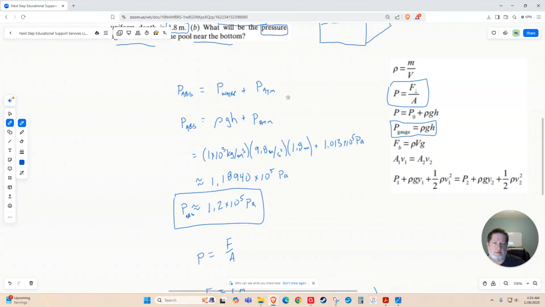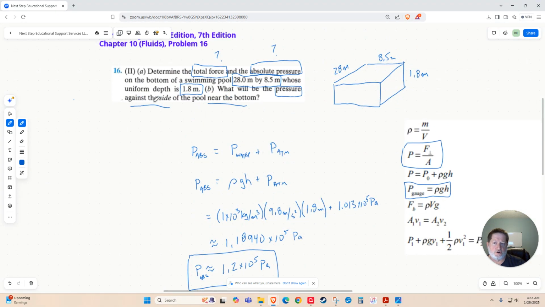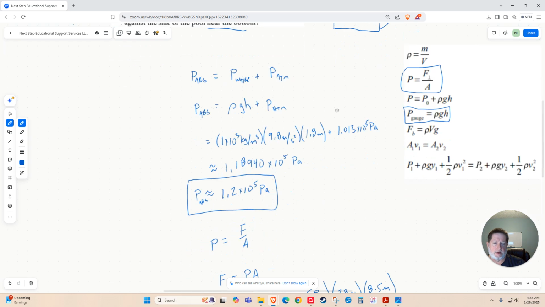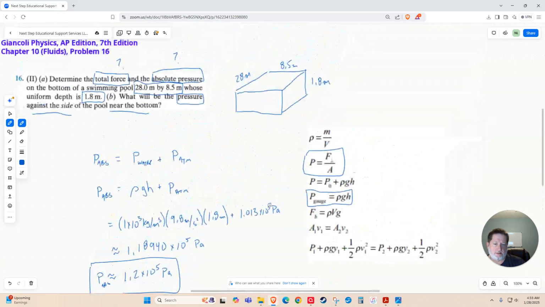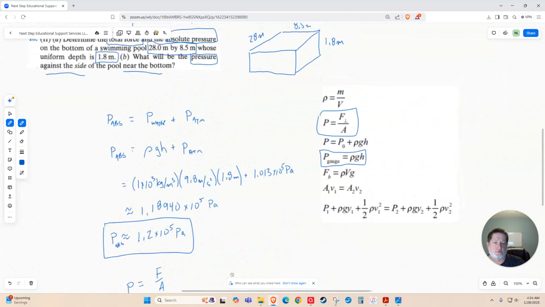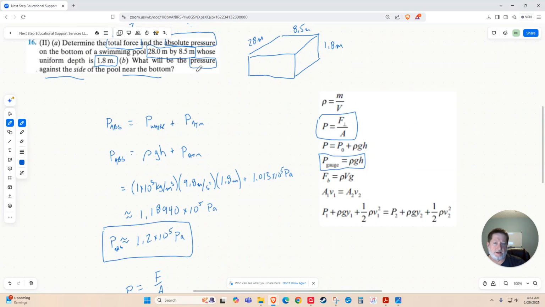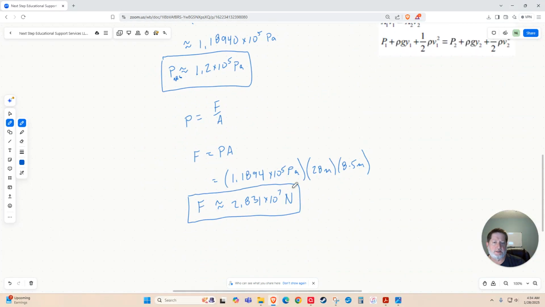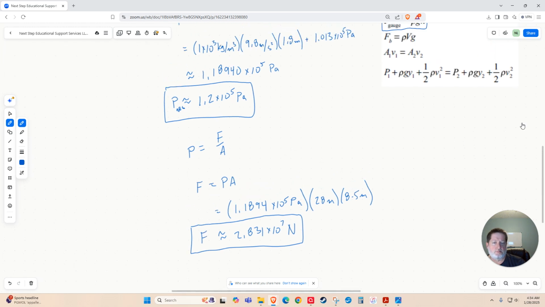Now, as far as calculating the last portion here, the pressure against the side of the pool near the bottom, we don't have to overthink this. We know that pressure is distributed evenly throughout a fluid. That's Pascal's principle. So because we're talking about the side of the pool, but near the bottom, translate that as at the bottom, the pressure is going to be the same as pressure on the bottom, which is going to be this pressure here, 1.2 times 10 to the 5th pascals. So we're done with this problem. Moving on to the next.